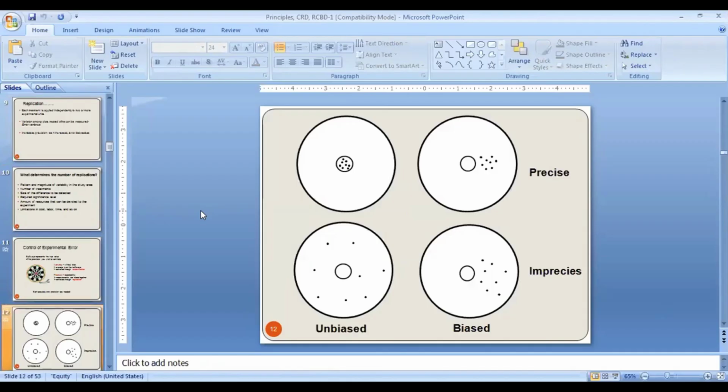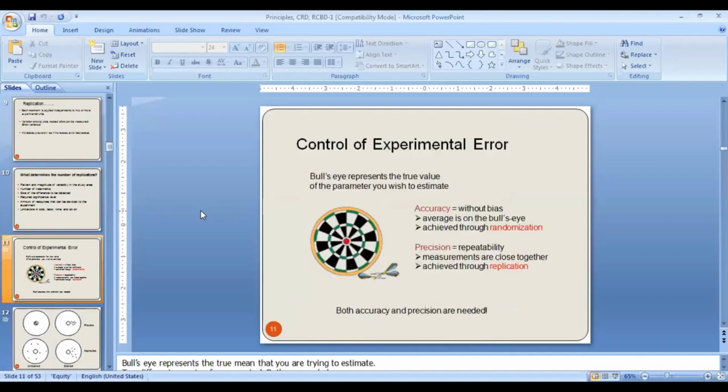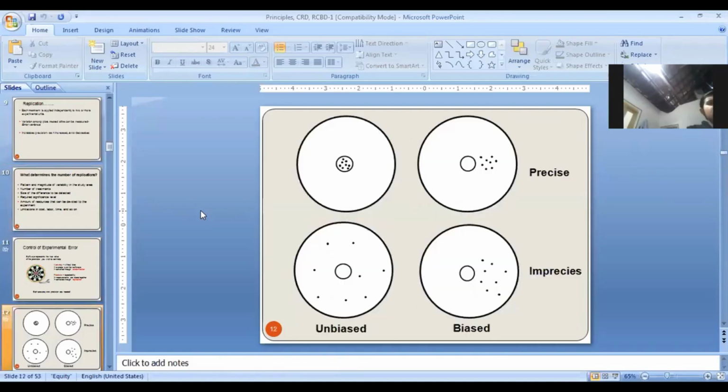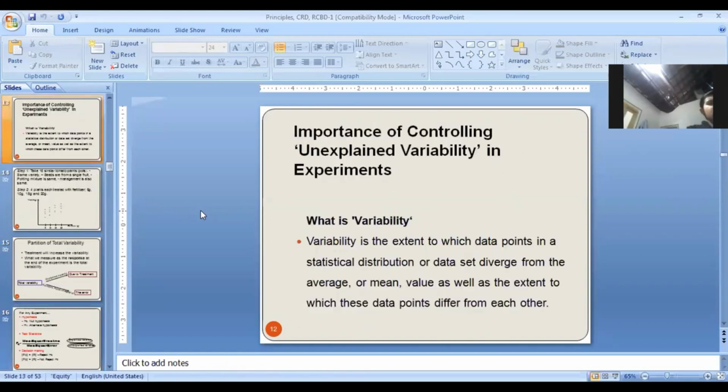So we have given a dartboard. Using this dartboard, we have explained how the precision and the biasness is important. When you talk about precision, it is dealt with replication. If you have more replication, more precise. Similarly, if you do good randomization, that is dealt with accuracy, right? So replication and the randomization will lead to precision and unbiased estimates.